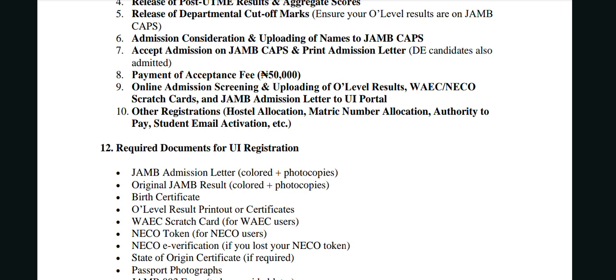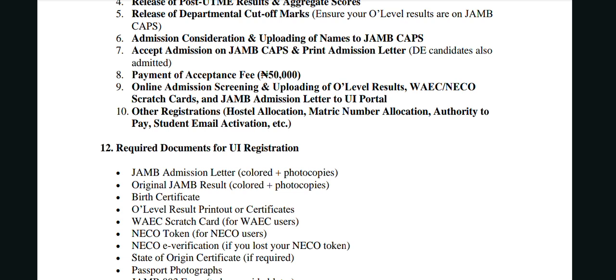We used to have issues with this as well. So the online admission screening and uploading of O-level results. You upload your O-level result after the payment of acceptance. Immediately after the payment of the acceptance fee, you do online clearance. You upload the O-level results, the result checker for the O-level result, and the admission letter to the UI portal. So specific information will be sent whenever this will happen.